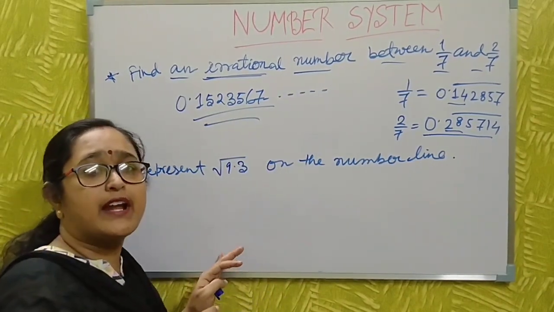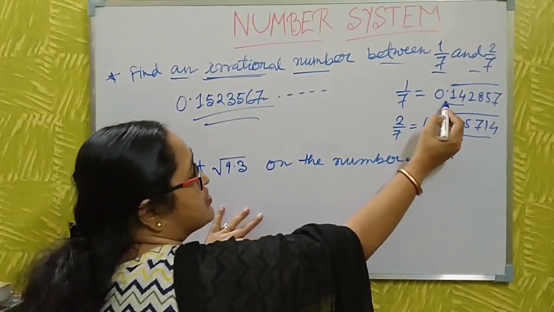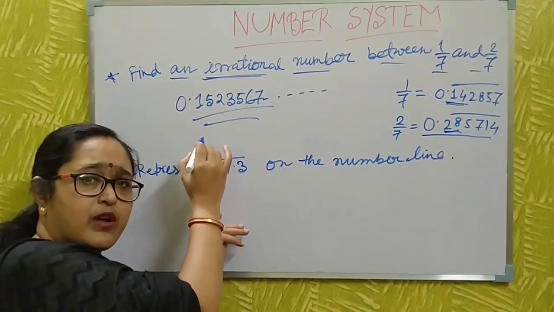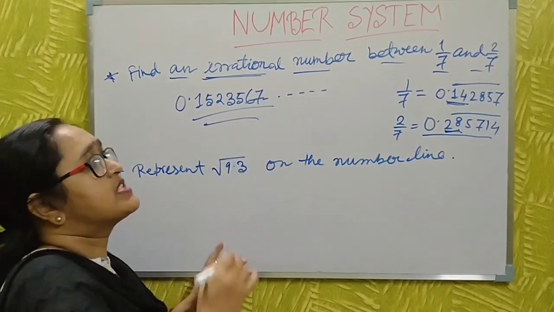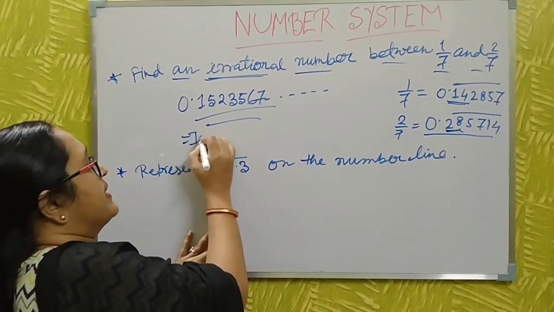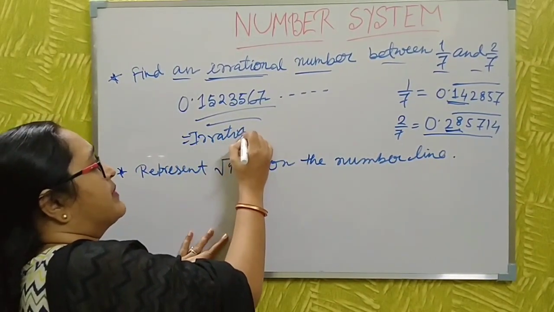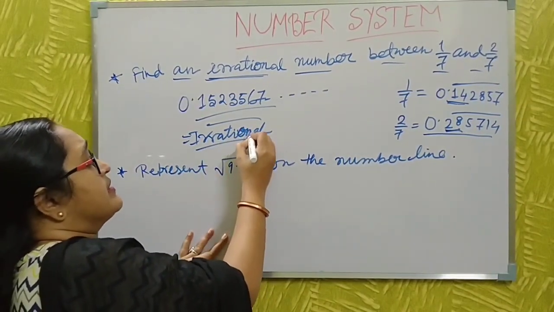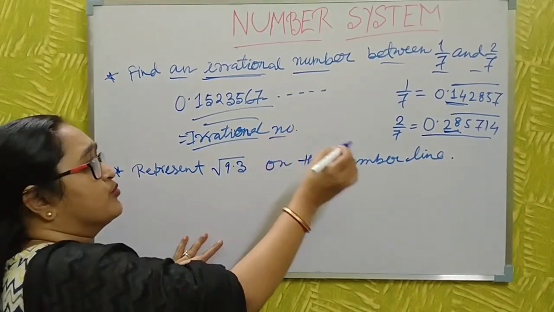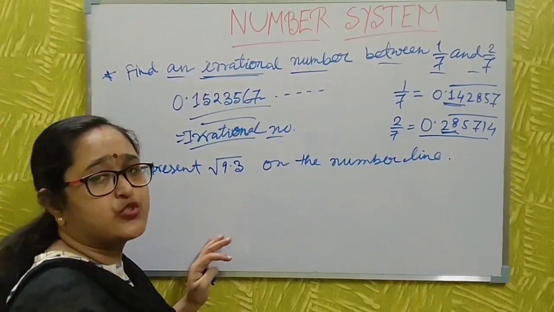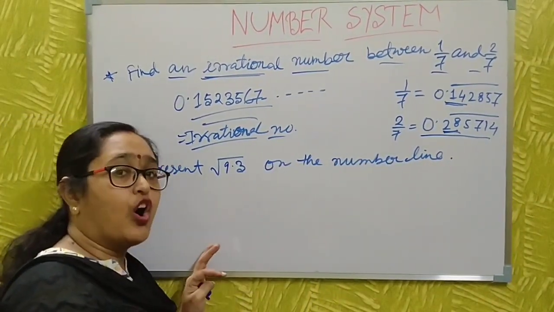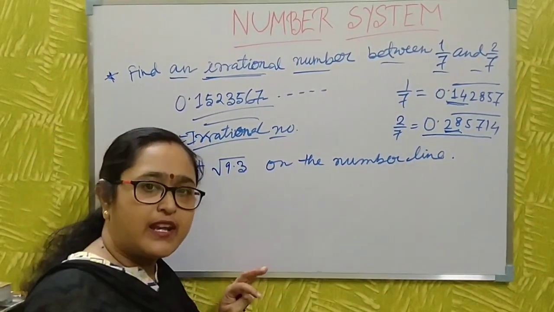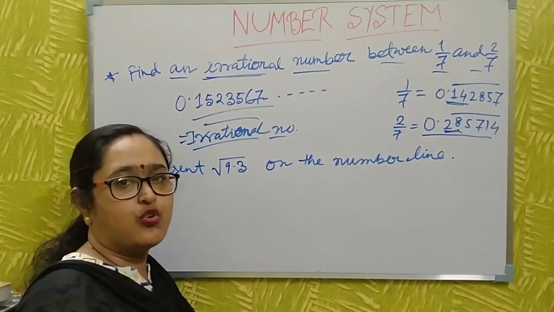Any number you can write in between, just 0.14 to 0.28, in between is 0.15 also, and this is the irrational number. Any number you can put in between these two numbers. Okay, you also put this number and this number on the number line. You do it on your own in your copy.